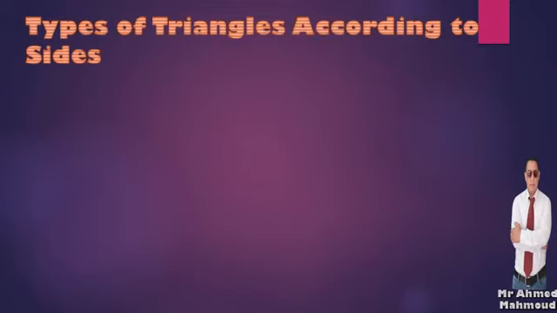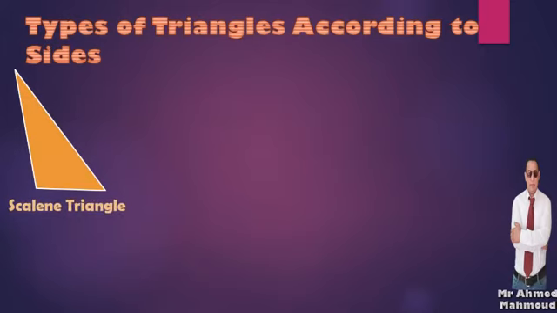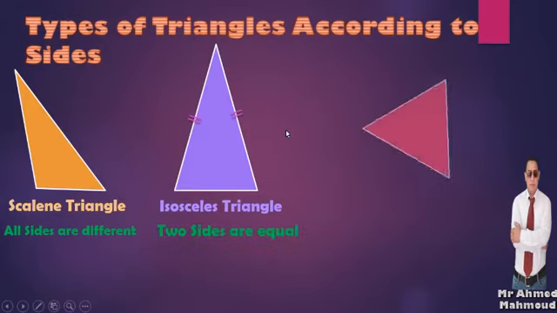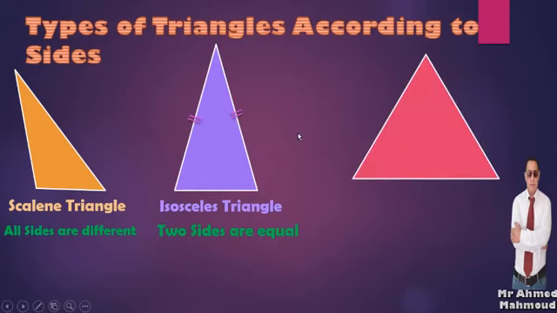First, we need to remember the types of triangle according to its sides. First, we have this triangle which is called the scalene triangle, or the triangle in which all its sides are different. The second kind is called the isosceles triangle. The isosceles triangle means the triangle that includes two equal sides. The third type is called the equilateral triangle, or the triangle in which all its sides are equal in length. Now we have the scalene triangle, isosceles triangle, and the equilateral triangle: all sides are different, two equal sides, and three equal sides.